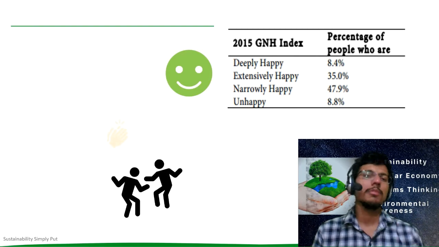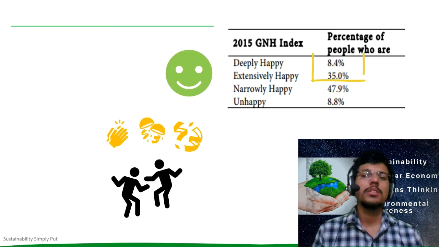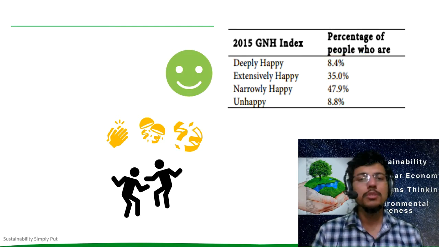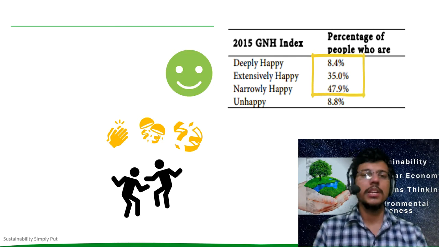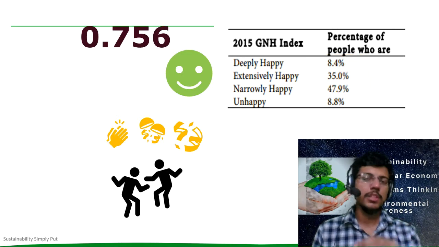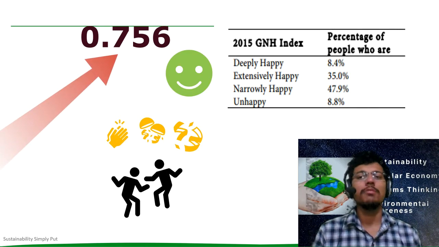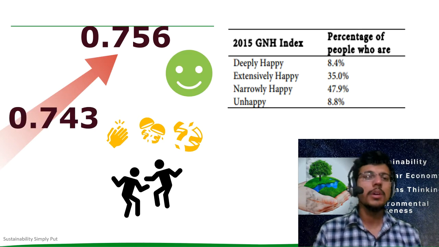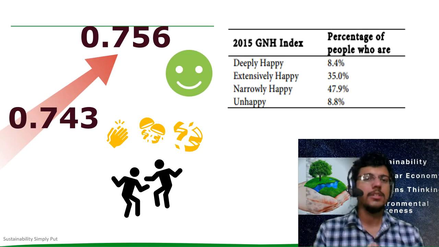If we consider 4 groups of Bhutanese according to the level of Gross National Happiness, 43.4% of Bhutanese are deeply or extensively happy, with 91.2% enjoying sufficiency in at least 50% of the Gross National Happiness indicators. The 2015 index value is 0.756. This index grew significantly from 2010 to 2015, from 0.743 to 0.756, showing across the 9 domains of Gross National Happiness, overall people's lives are getting better.